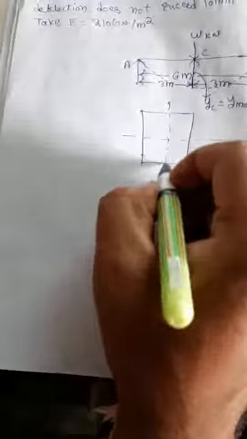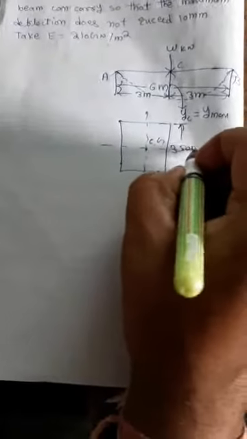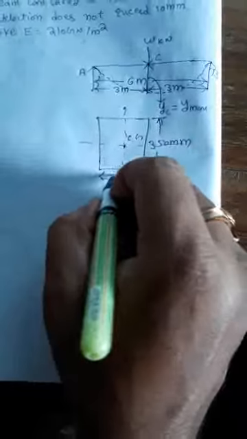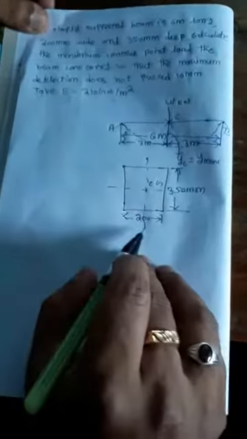So the given data is here: a rectangular beam, a rectangular section. This is the neutral axis about the x-x axis, this is the neutral axis about the y-y axis, and this is the center of gravity. The depth of the beam is 350 mm and the width of the beam is 200 mm. These units are in mm.